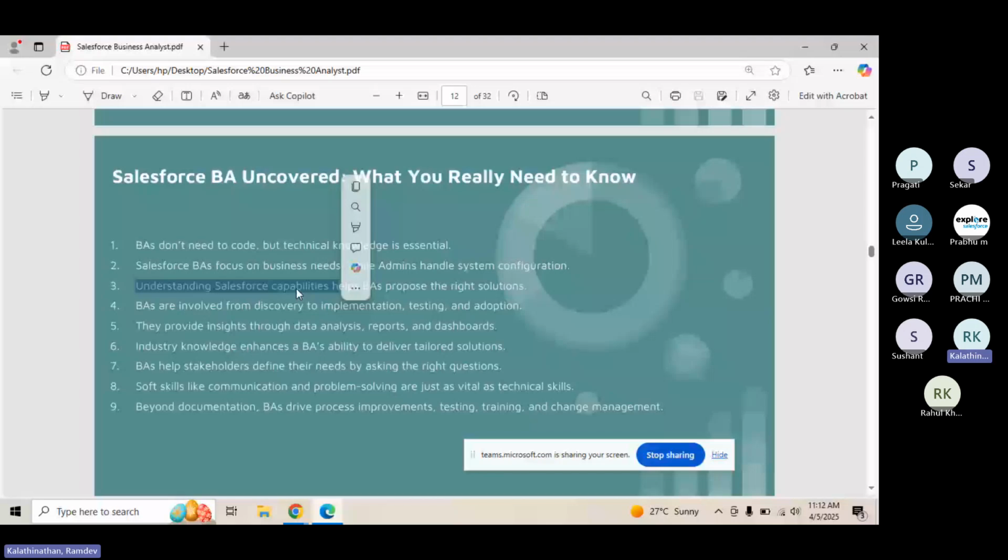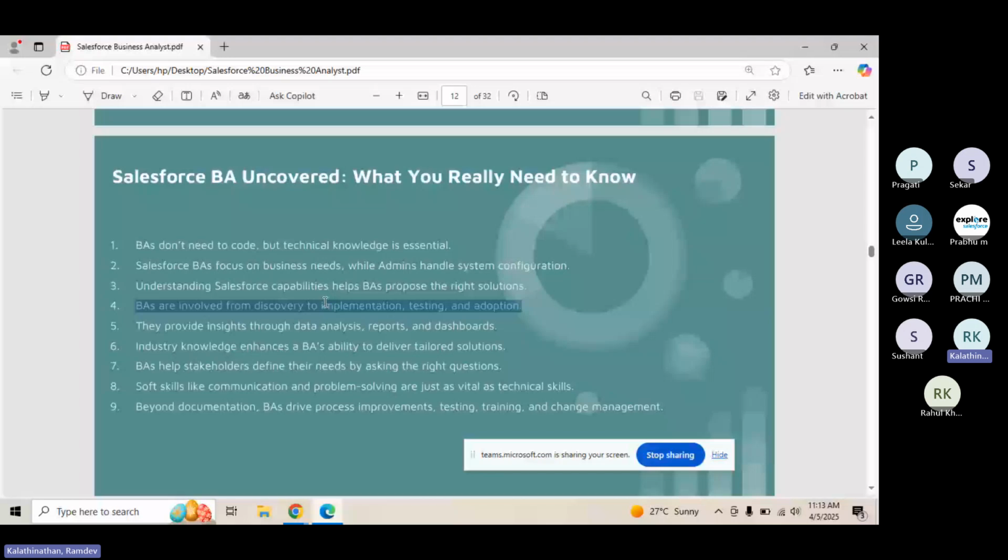And BAs are involved right from discovery to implementation and all the stages. There's a common misconception that BAs are only involved during requirement collection. No, that is not the case. They are involved right from discovery, from gathering requirements, until delivery and post-delivery also. If there are issues, if there are adoption issues and all of that, then they're involved.